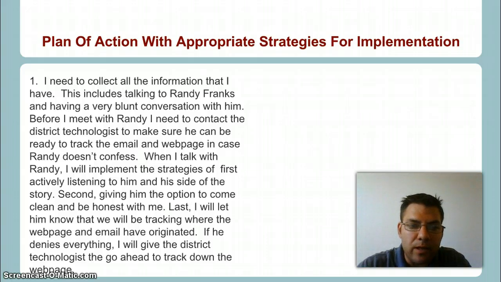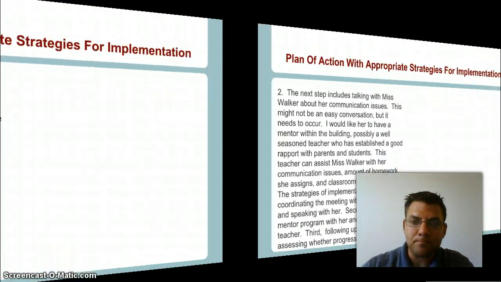When I talk with Randy, I will implement the strategies of first actively listening to him and his side of the story. Second, giving him the option to come clean and be honest with me. And last, I will let him know that we will be tracking where the web page and email have originated. If he denies everything, I will give the district technologist the go-ahead to track down the web page. So I'm not going to track down the web page before I talk to Randy. I want to talk to Randy first and give him the opportunity to confess before I go forward.